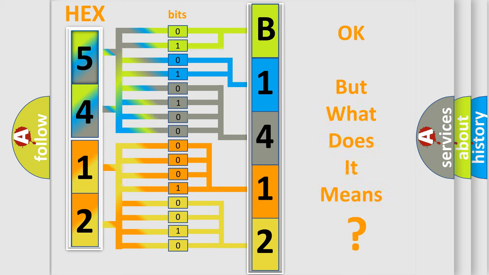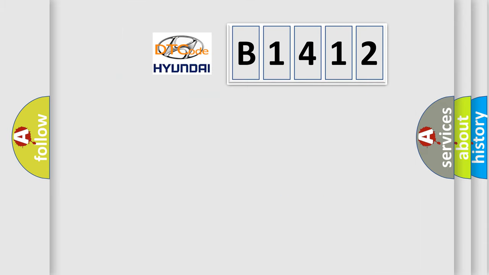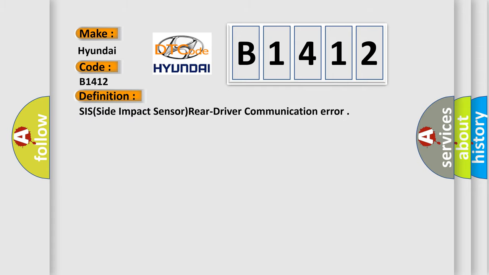The number itself does not make sense to us if we cannot assign information to what it actually expresses. So, what does the Diagnostic Trouble Code B1412 interpret specifically for Hyundai car manufacturers? The basic definition is SIS, side impact sensor, rear driver communication error.